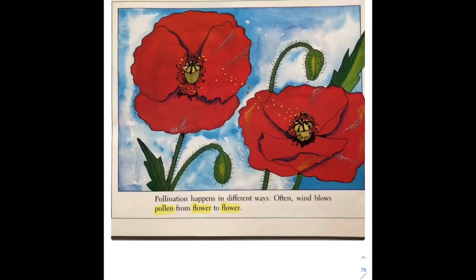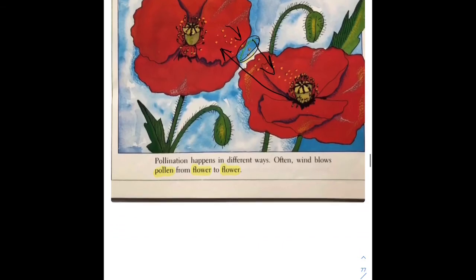And there you can see the pollen flying through the air, the wind. There's a little breeze, and that pollen goes from one plant to the other. And notice they are similar plants there. So this flower is pollinating this flower, and this one is probably pollinating that flower. Pollination happens in different ways. Often the wind blows the pollen from flower to flower, which is what we see here.